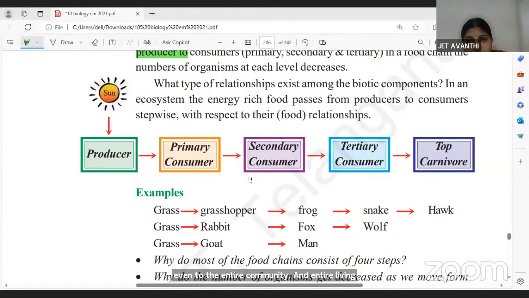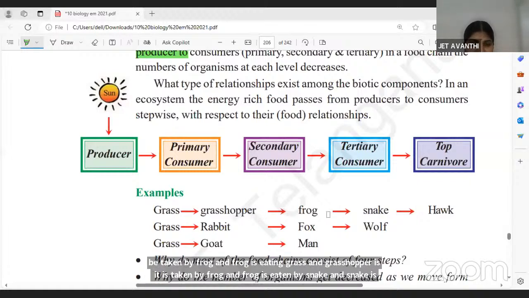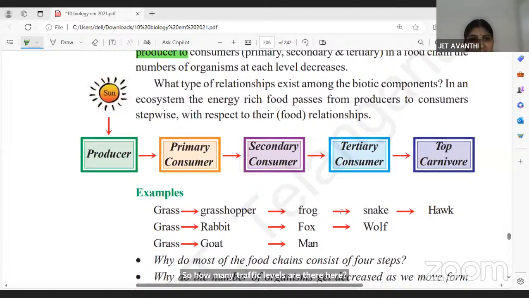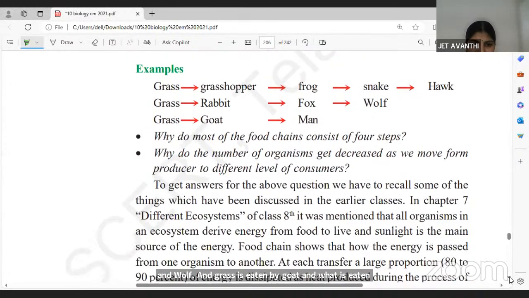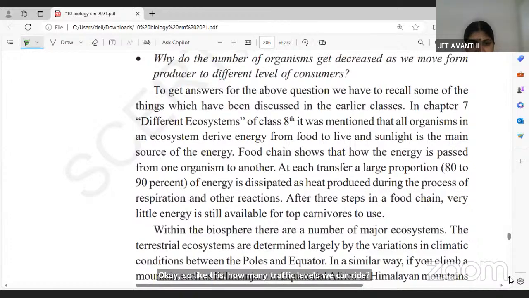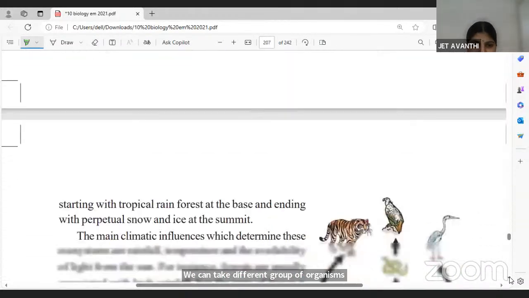So here you can take a few examples, children. Grasshopper is eating grass, then the grasshopper is eaten by a frog, the frog is eaten by a snake, and the snake is eaten by a hawk. So how many trophic levels are there here? 1, 2, 3, 4, 5. So this is a food chain having 5 trophic levels. And here the same: grass, rabbit eaten by fox and wolf. And grass is eaten by goat and goat is eaten by man. Like this, we can take different groups of organisms. So this is all about the food chain, children, the basic concept.